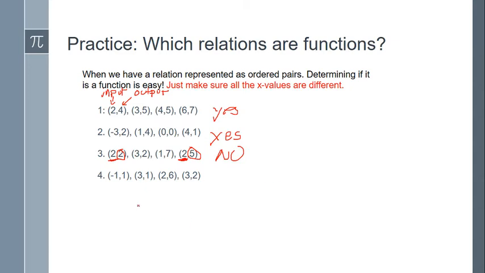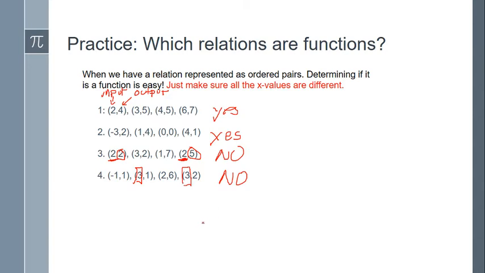All right, so the last one. If you said no, it's not a function, congratulations. That is not a function either. All we have to do to see that is I got a 3 and a 3 here. So I have the same x value.